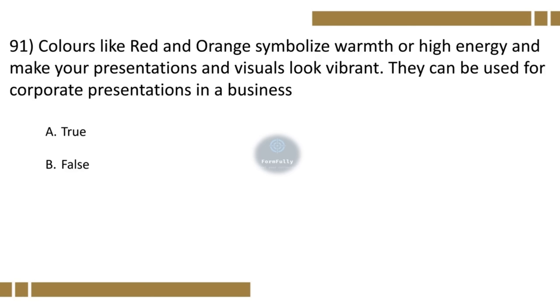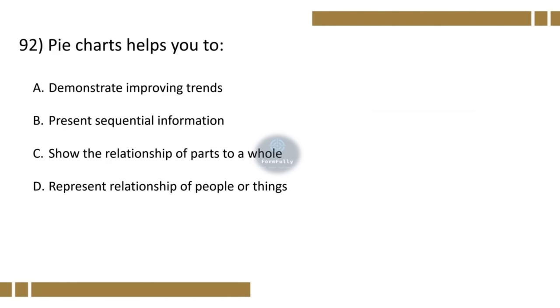Question 91. Colors like red and orange symbolize warmth or high energy and make your presentation and visuals look vibrant. They can be used for corporate presentations in a business. Options: true or false. And the correct option is true.